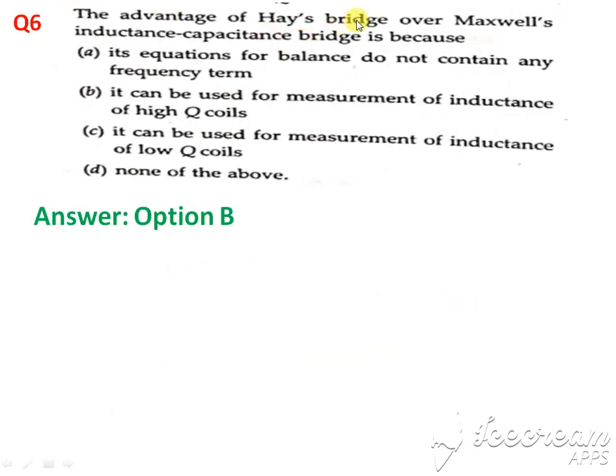The advantage of Hayes bridge over Maxwell inductance capacitance bridge is, in the previous question we have studied that Hayes bridge is used to measure the high value of Q. So option A, it is balanced, do not contain any frequency term. It can be used for measurement of inductance of high Q coil. This is the answer. So option B.